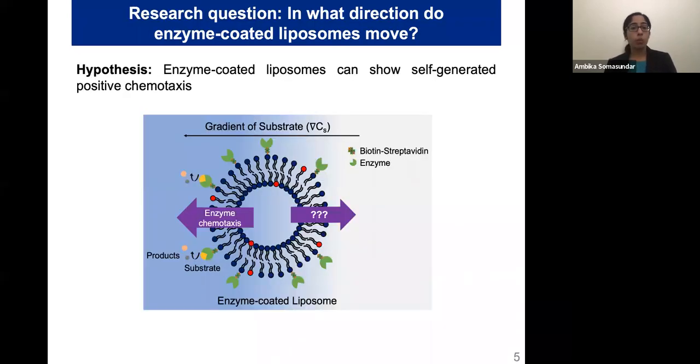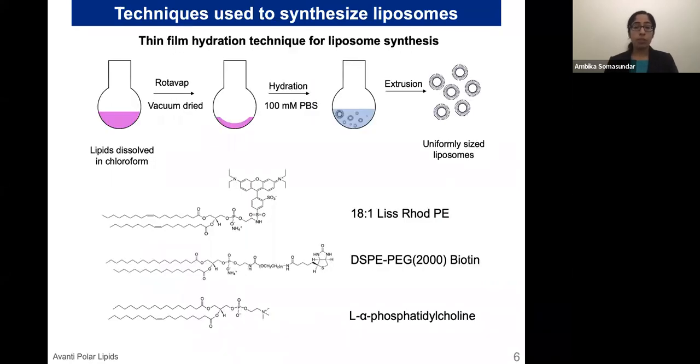In this work, what we wanted to see is in what direction enzyme-coated lipid vesicles would move when they're placed in a gradient of reactant. Similar to the previous studies where positive chemotaxis was seen, we also hypothesized that when enzyme is coated on the external surface of lipid vesicles, we would see positive chemotaxis. In order to test this hypothesis, we employ mainly three techniques.